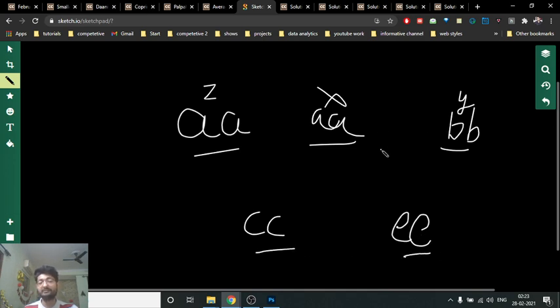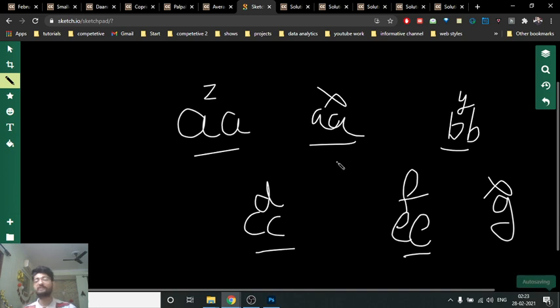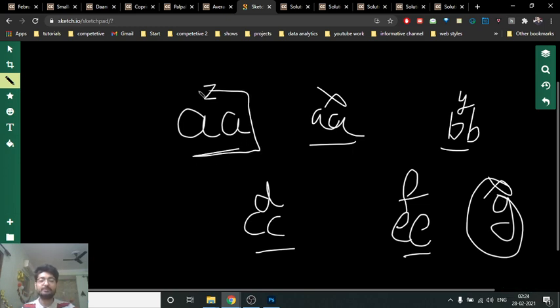But if I have, let's assume, D is also left and F is also left, and now I have G also left, now I cannot place G anywhere else. So I should always ensure that the number of odd characters left to me should be less than the number of even pairs I have. If that condition is satisfied, then the answer is yes, else the answer is no.